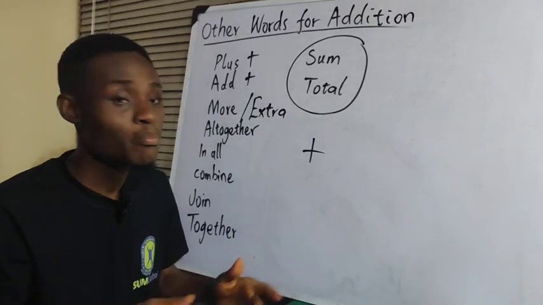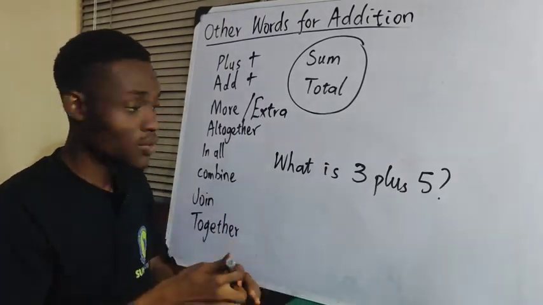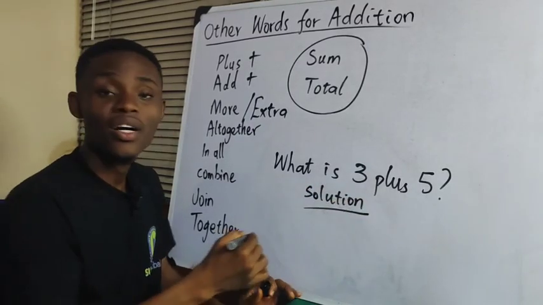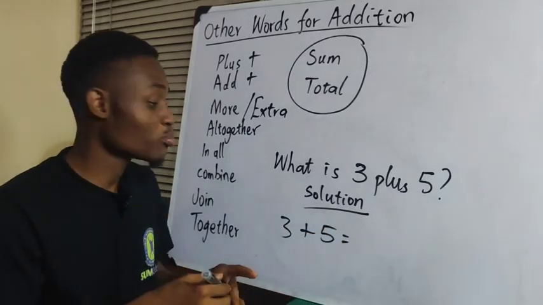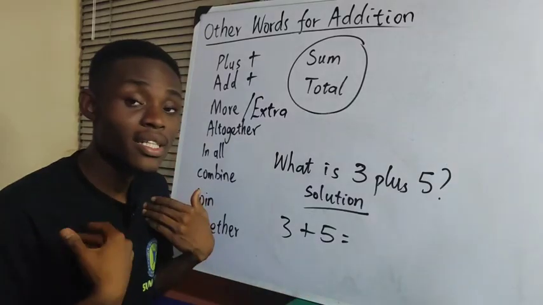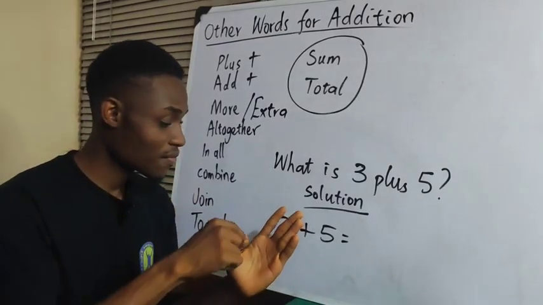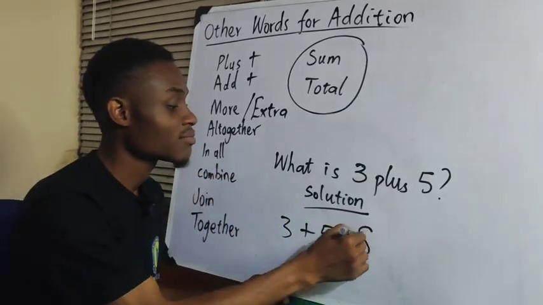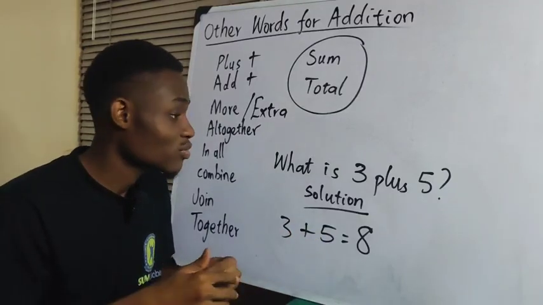So let me give you an example. Now I have a question that says, what is 3 plus 5? So in the solution, you just have to put the plus sign and then you do your work. So I am 3 and then I'll put 5 fingers. So 3, 4, 5, 6, 7, and 8. So 3 plus 5 is 8. Finished. And that's plus. No big deal.